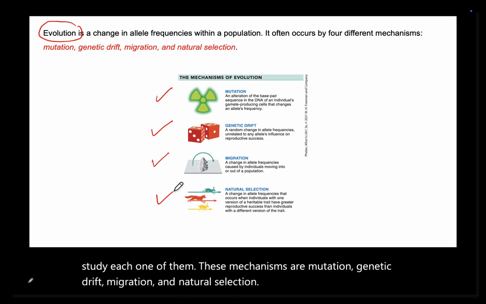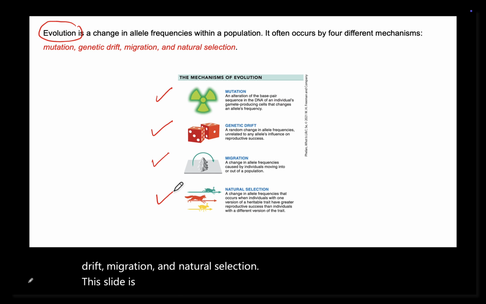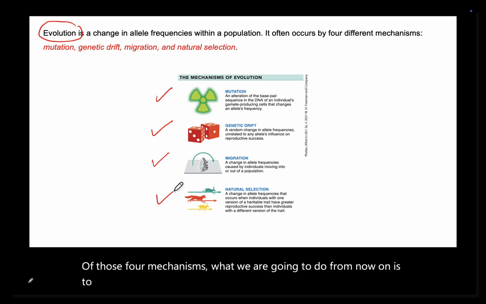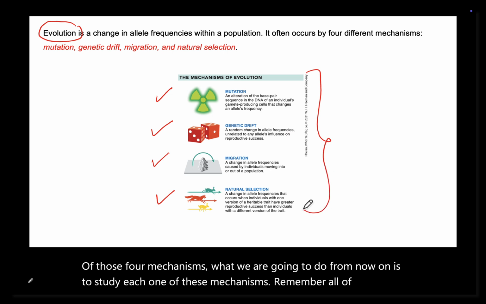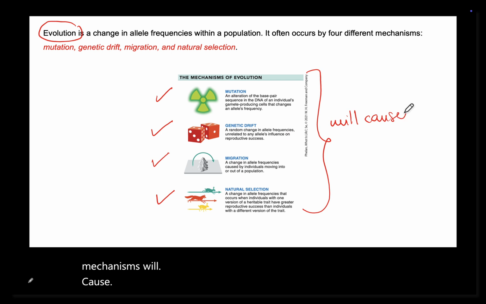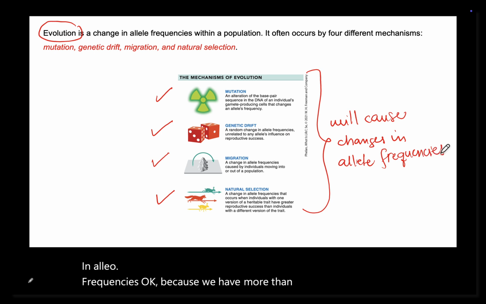This slide is a summary of those 4 mechanisms. What we are going to do from now on is to study each one of these mechanisms. Remember, all of these mechanisms will cause changes in allele frequencies, okay? Because we have more than one allele in that population.